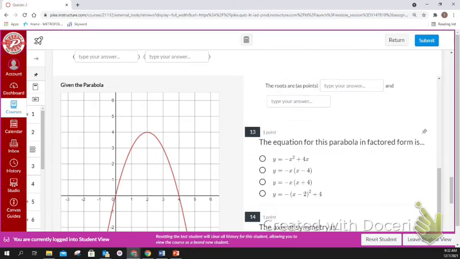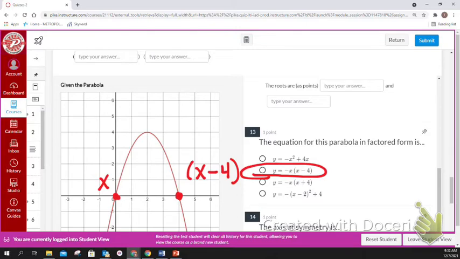So in factor form, if you have a root at +4, the factor would be -4. So because it's upside down, we need one that starts with a negative. And this would be my solution there.